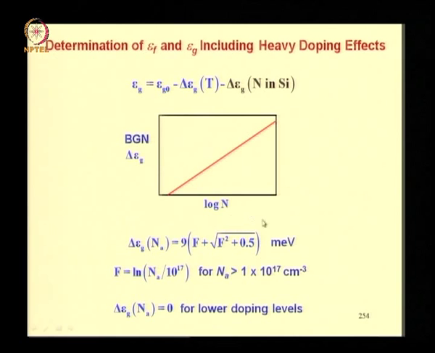The formula for acceptor type case is as given here: delta Eg as a function of Na is equal to 9 times F plus square root of F square plus 0.5 milli electron volt, where F is logarithm of Na divided by 10 power 17, where Na is in per centimeter cube. So, evidently this formula is valid for Na greater than 1 times 10 power 17 per centimeter cube, and for lower doping levels delta Eg is assumed to be 0, because then logarithm becomes negative, which is not physically correct.